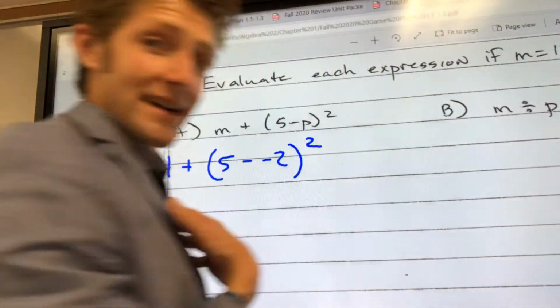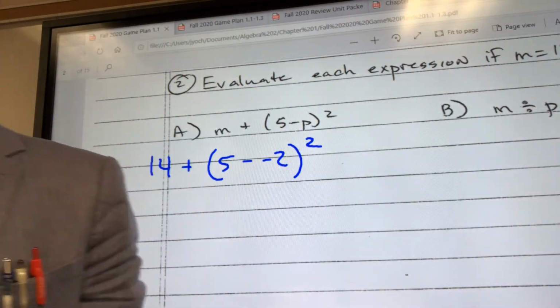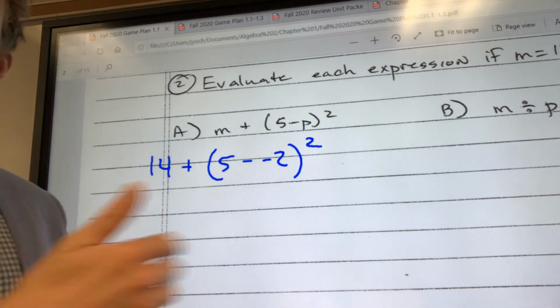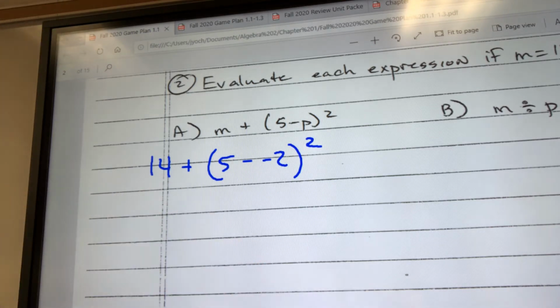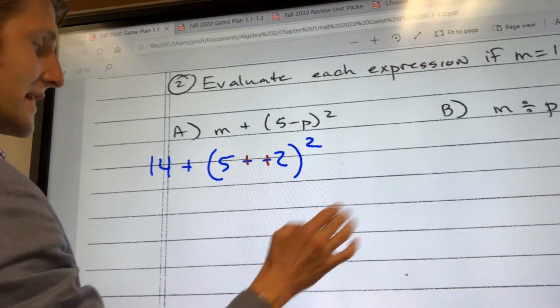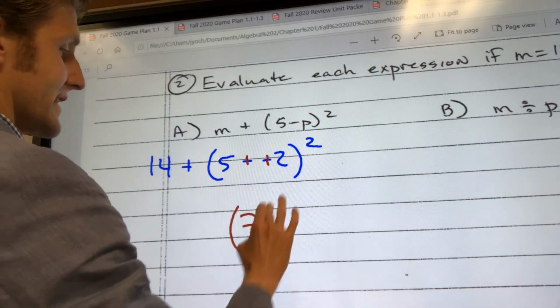We talked about today in class to subtract a negative. I'm subtracting a debt from you, which means I'm giving you money. You were $2,000 in debt. You're no longer in debt. You've been gifted $2,000. That's why we add the opposite. That's 7, and I'm going to square it.